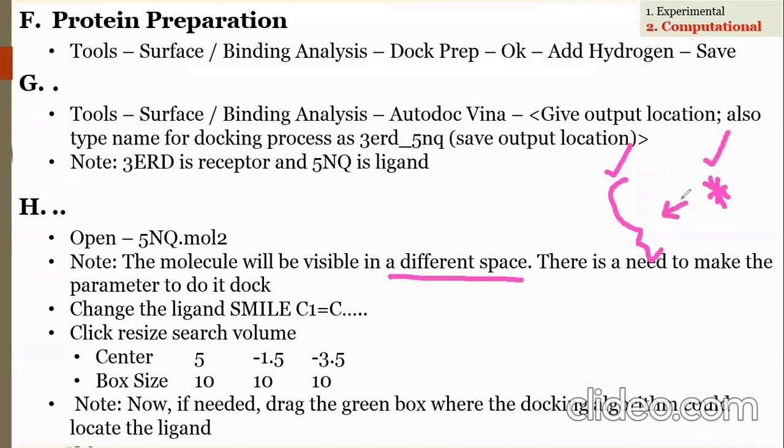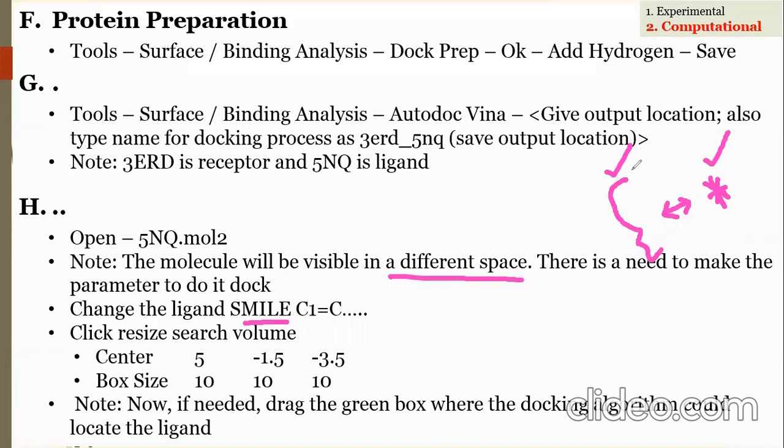Like we need to know whether they are interacting or not. So what you will do, there is a need to set the parameters to do the docking. To make this dock here in this protein, we need to put some parameters on it to restrict them. So change the ligand.